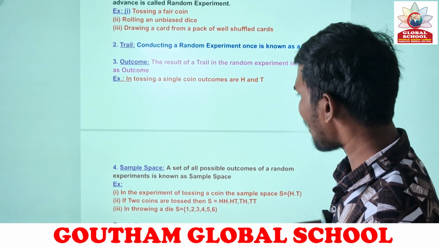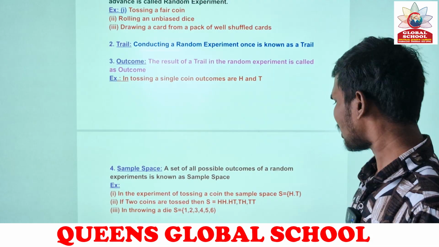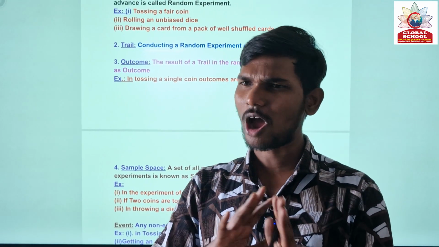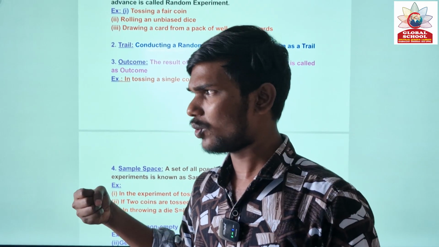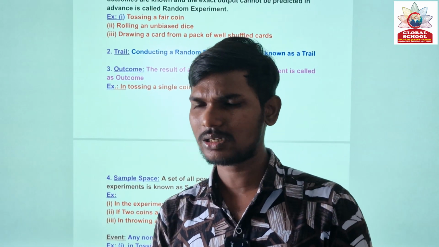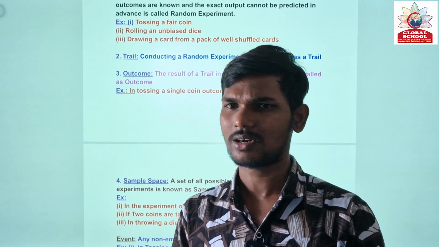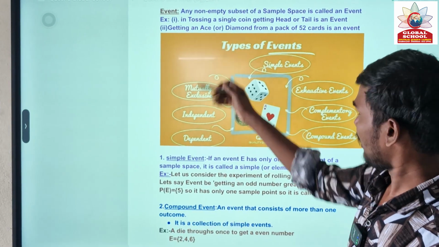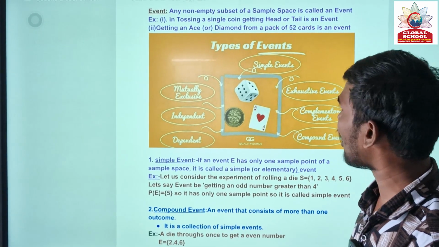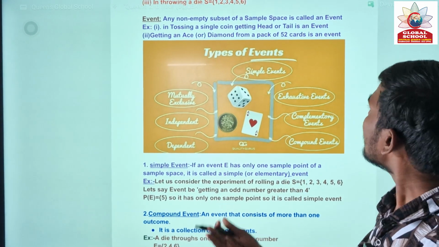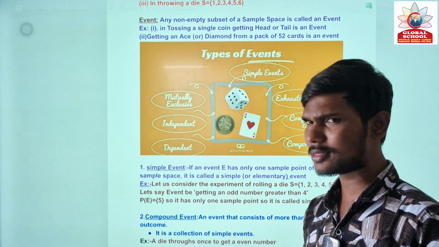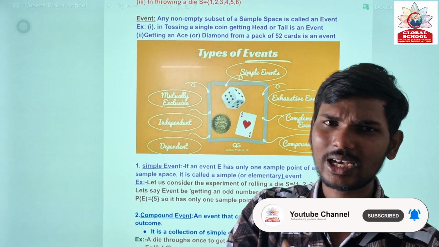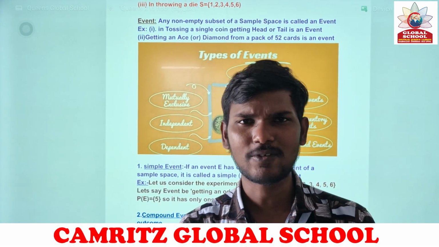Next, sample space. Sample space means a set of all possible outcomes. If we throw the dice, we can get 1, 2, 3, 4, 5, 6, any one. These all possible outcomes are called the sample space. An event is a non-empty subset of a sample space. For example, tossing a coin becomes head or tail. Getting a head is one event. Getting a tail is one event.